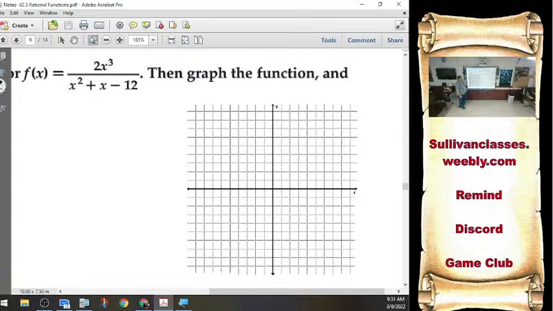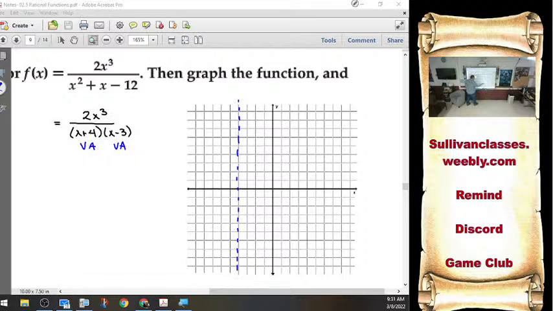All right. If I can factor it, factor it. 2x to the third over x squared plus x minus 12. So I'm going to have a vertical asymptote at -4 and +3. I'm going to have one at 3. Okay. What else? Will that be oblique? It will be oblique. Yep.